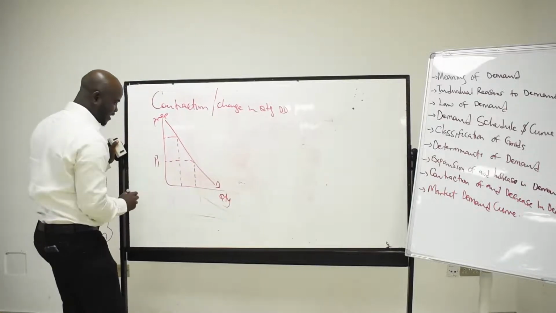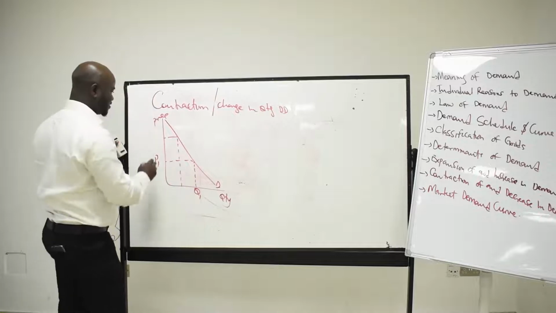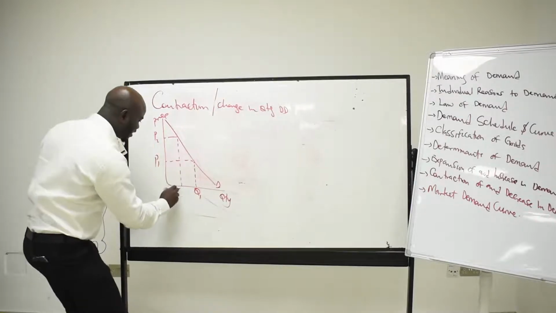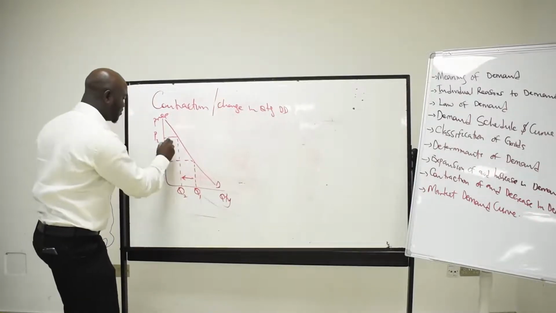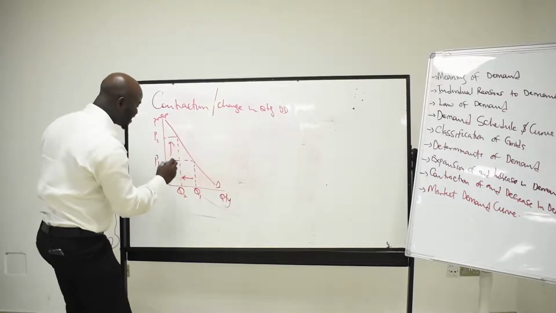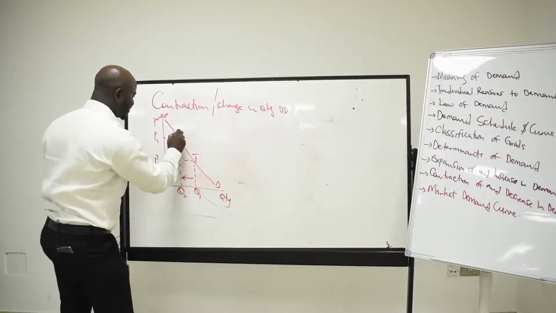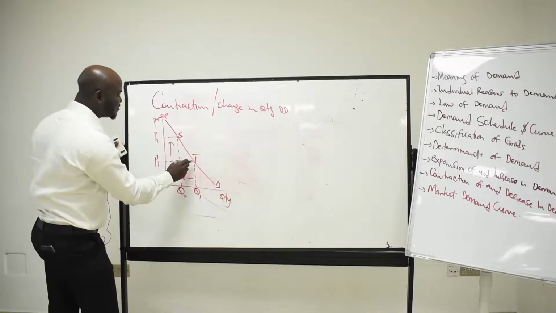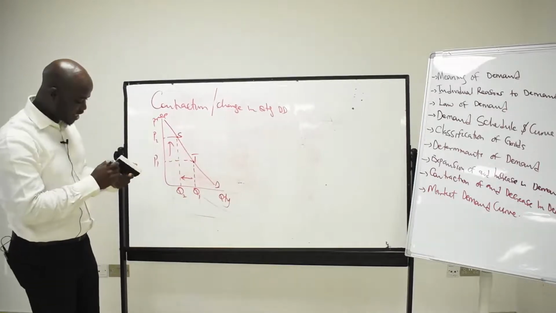When the price is 1 naira here, the consumer buys this, then the price increases to 2 naira, then he is buying this. You can see the movement. The movement here is the same thing as the movement along the demand curve.